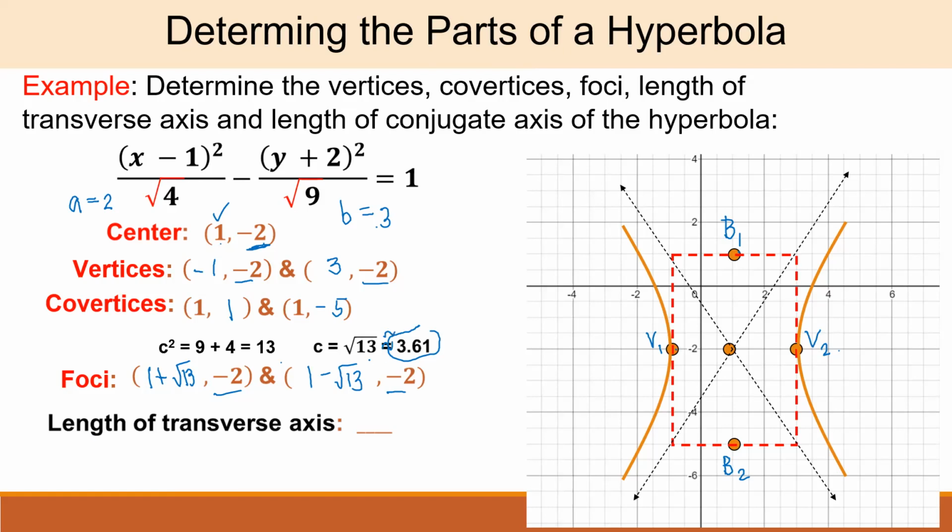Now for the length of the transverse axis. Again, we multiply this a here by 2. So this will be just 4. And the length of the minor axis, or the length of the conjugate axis, since minor axis is for the ellipse. Here it is called the conjugate axis. So 3 times 2 will be 6. Okay, let me erase the other 4, baka akala natin 44. So there you go for our example here.